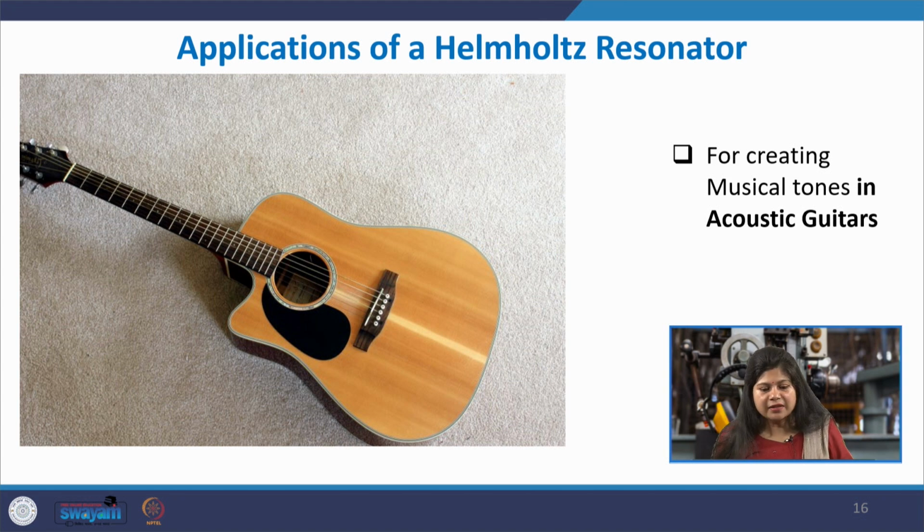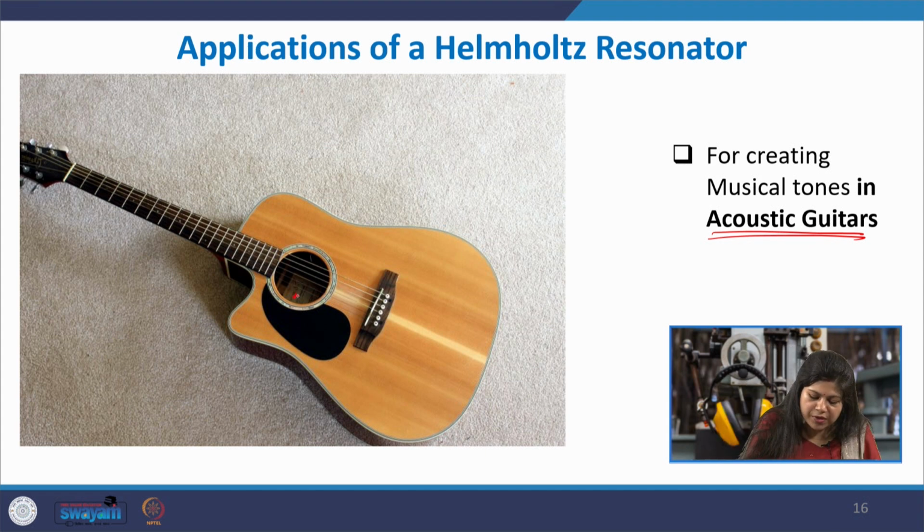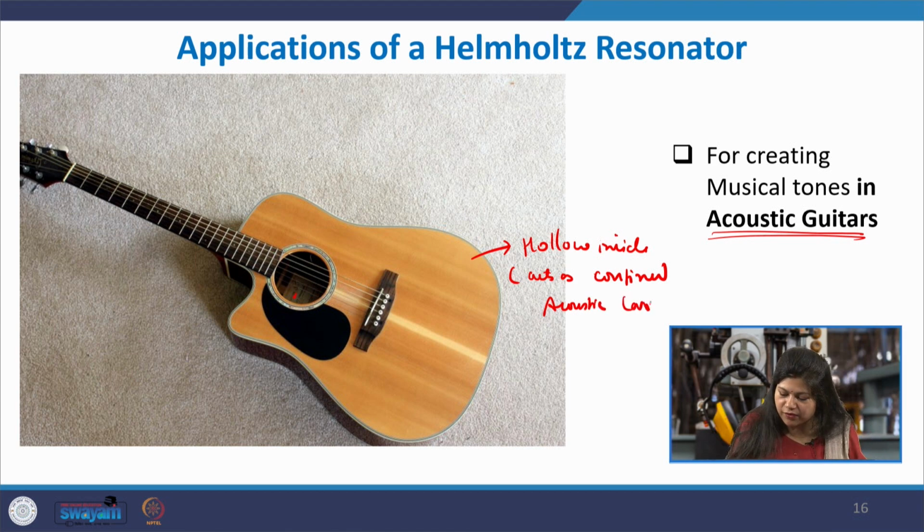Then other application is it's simply used to create musical tones in various kinds of instruments such as the acoustic guitars. Here you can see this becomes the opening, and this is the wooden structure. This is hollow inside, right? This is hollow inside. So, this acts as a confined acoustic cavity. The wooden box is the rigid boundary, and within that we have the confined acoustic cavity, and this is the opening of this cavity or the neck, and this itself is a Helmholtz resonator.